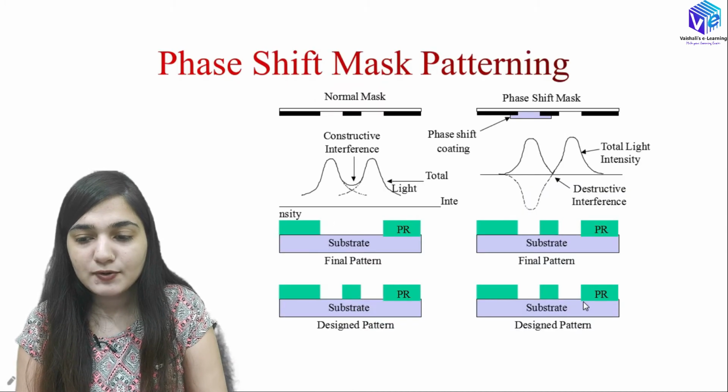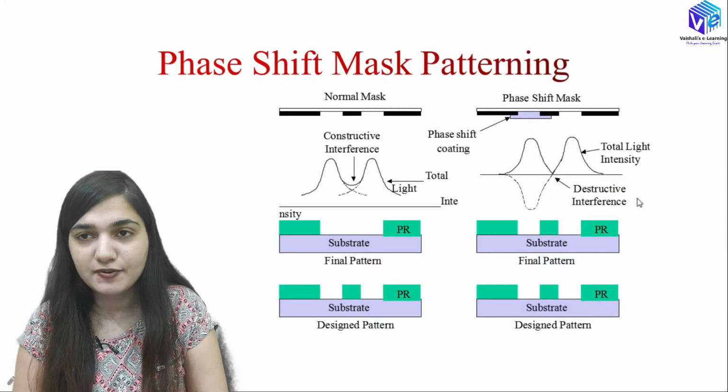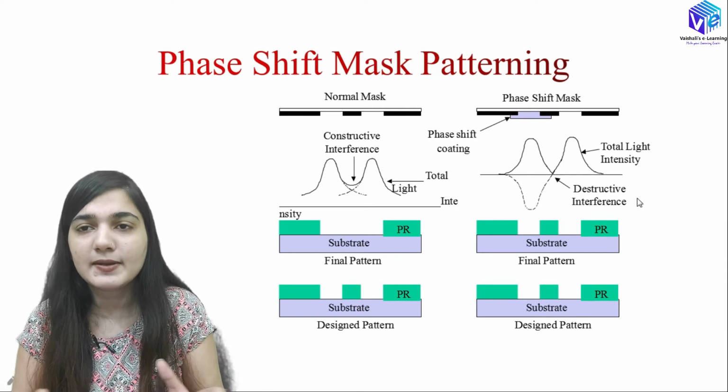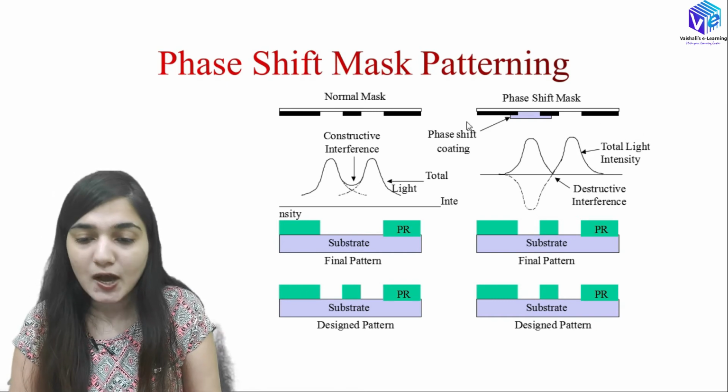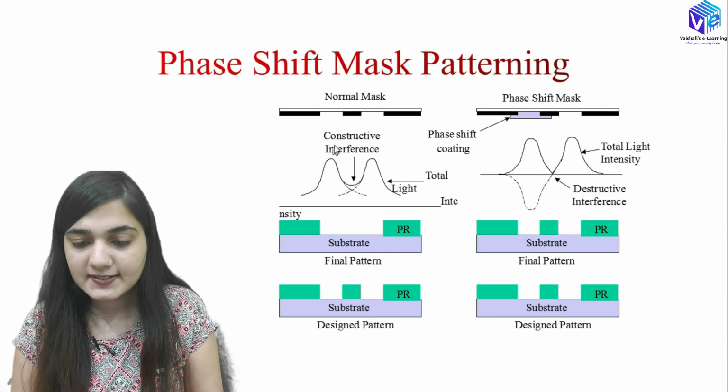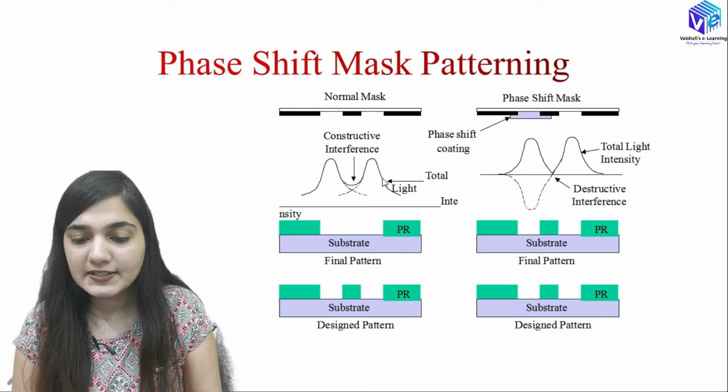Now here you can see, if I have a phase shift mask, then what happens? It will change the phase and this will enhance our patterns. How? You can see here we have the normal mask. The normal mask gives a maxima here, and here also I am getting a maxima.